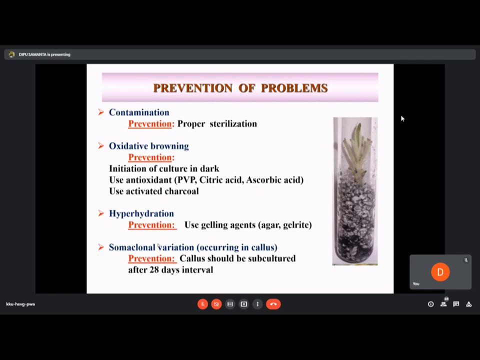Now, beyond this, hyperhydration is also problematic. For hyperhydration, we can use a gelling agent, that is agar or gelrite. To prevent somaclonal variation, which mostly occurs in callus, we have to subculture from time to time. I prefer callus to be subcultured at a 28 day interval.